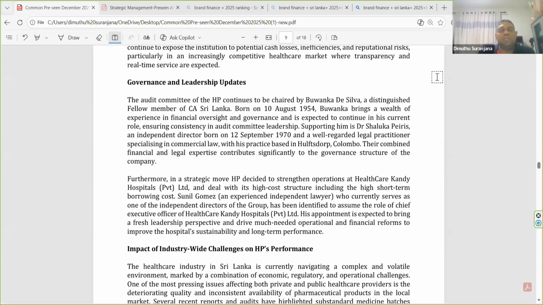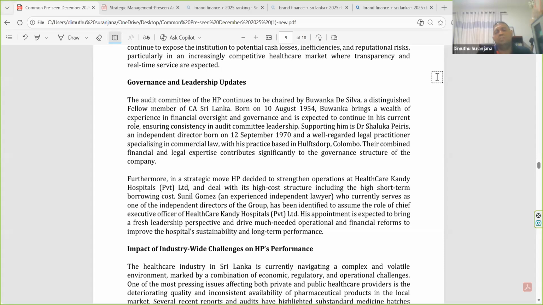So, governance and leadership update. There may be governance issues more related to the auditing that we should look at immediately. The audit committee of the HP continued to be chaired by Bonaka Da Silva, a distinguished fellow member of the Institute of Chartered Accountants of Sri Lanka, born 10th October 1954. Bonaka brings a wealth of experience in finance oversight and governance and is expected to continue in his current role, including consistent audit committee leadership.